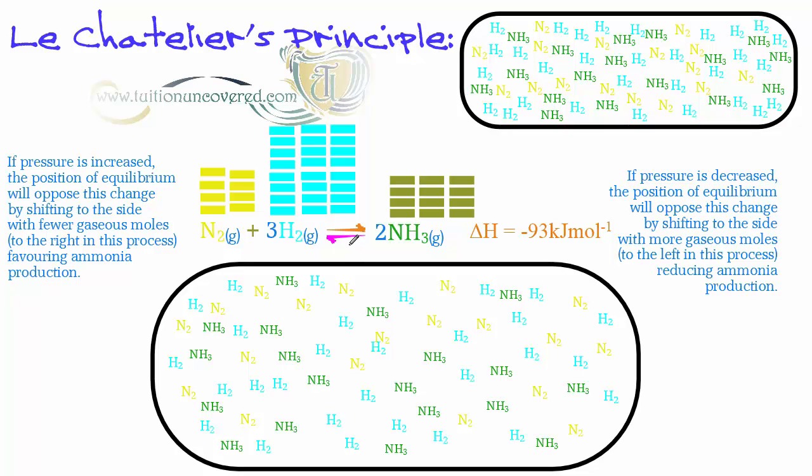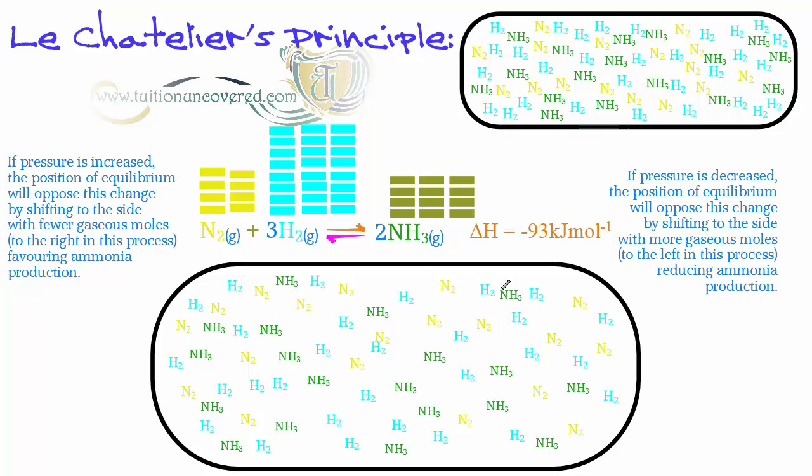Now, in order to oppose that change, it can go either to the side that has more gaseous particles or to the side that has fewer. Well, if there are more gaseous particles, that side produces more pressure. If there are fewer gaseous particles, that side produces less pressure. So, if the pressure is increased, my position of equilibrium wants to oppose that by going to the side with fewer gaseous particles, so more of my reactants would become products. That would reduce the total number of gaseous particles in the container.